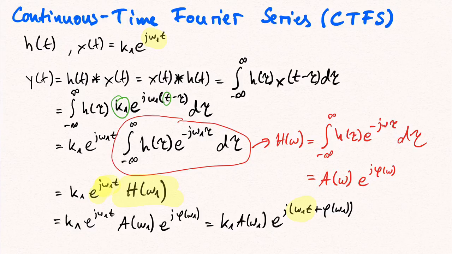However, the magnitude is scaled by A of omega 1, which is the magnitude of the function H of omega evaluated at the input frequency omega 1, and the output has an additional phase angle phi of omega 1, which is the phase angle of H of omega evaluated at the input frequency omega 1.